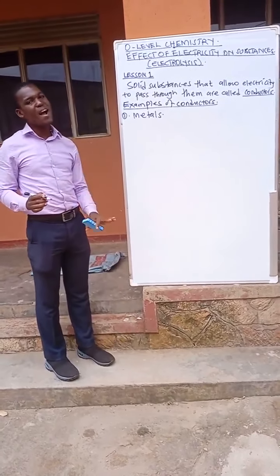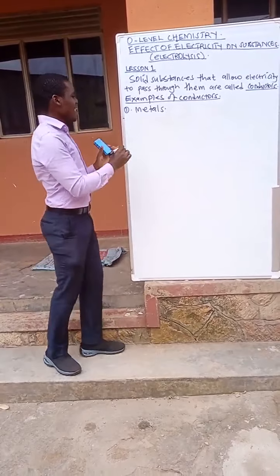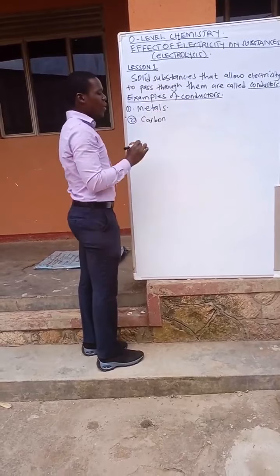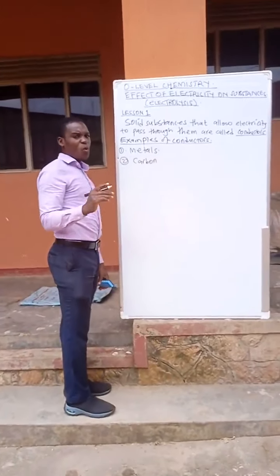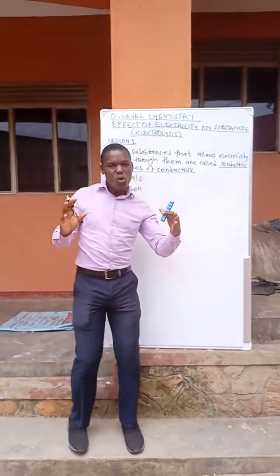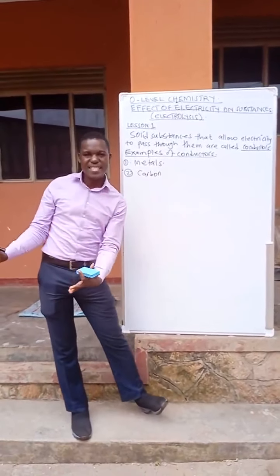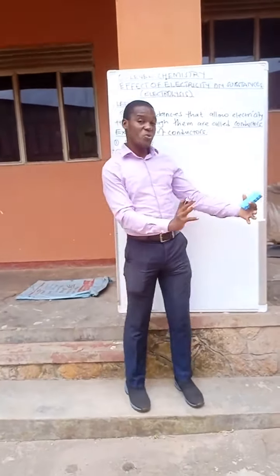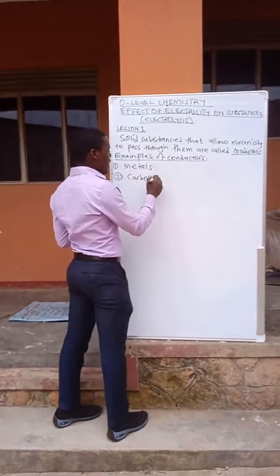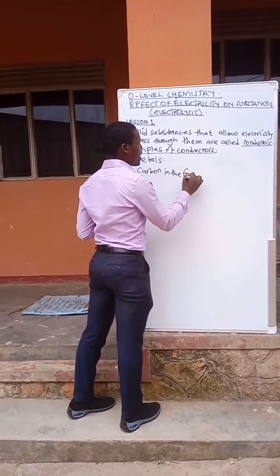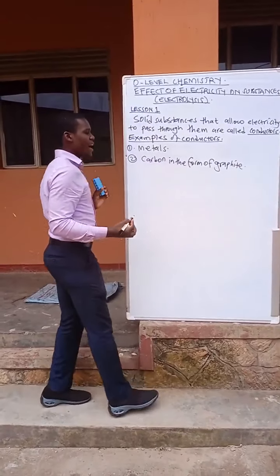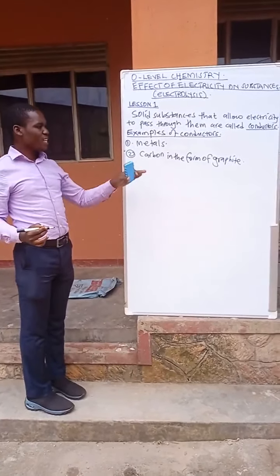And we are going to explain why metals are conductors. And then number two, we have carbon. Carbon is a non-metal, so we expect it not to conduct electricity, because when we were learning about the differences between metals and non-metals, you learned that metals conduct electricity and non-metals do not conduct electricity. But we are saying that carbon in the form of graphite conducts electricity. Therefore, it is a conductor.